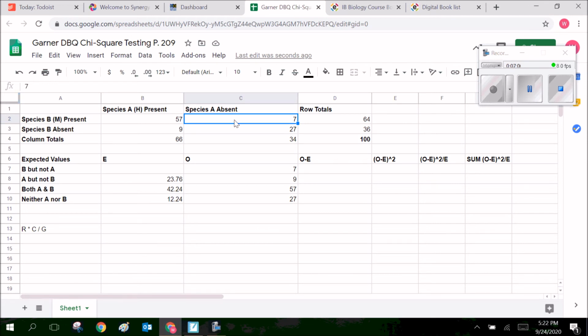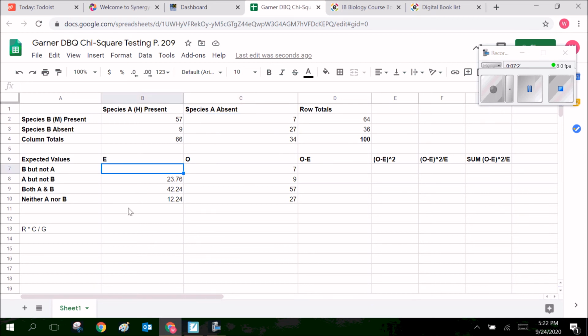Now for this scenario, we're going to go ahead and use row times column divided by grand. Okay, so if I start with the 7 and I go over, I see that my row total is 64. If I start at the 7 again and I go down, I see the column total for 7 is 34. So 64 times 34 divided by 100 is going to follow this right here, right? My row times my column divided by my grand.